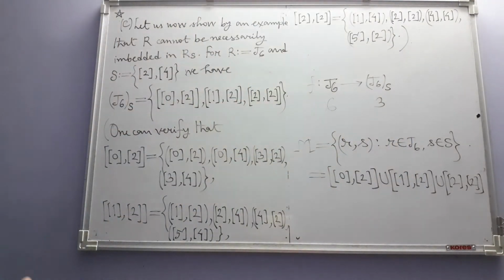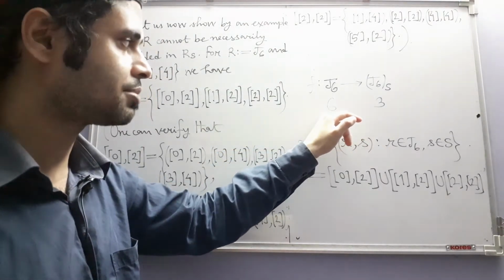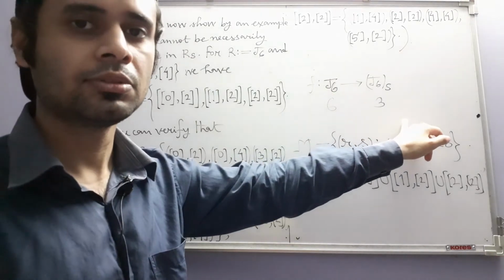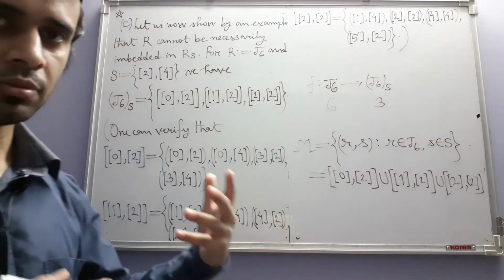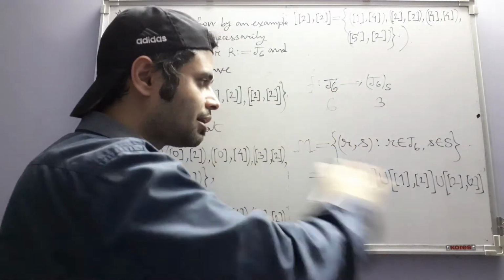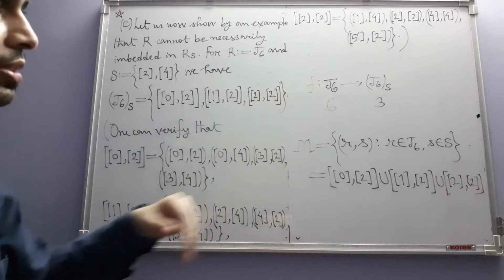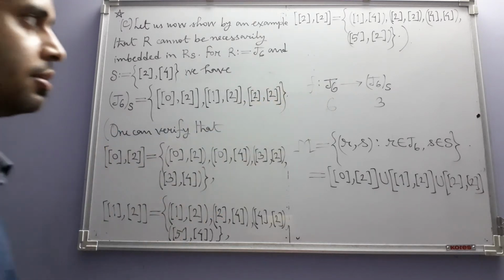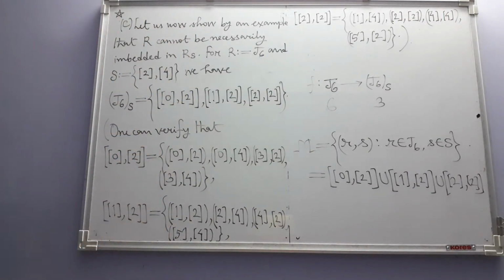So no matter how hard you try, you can never find an injective mapping that maps 6 elements into 3 elements, simply because here there are fewer elements. Whatever mapping you find, it can never be one-to-one. It has to be many-to-one. At least 2 different elements in J6 should have the same image. So that's why in this curious case, embedding is not possible.